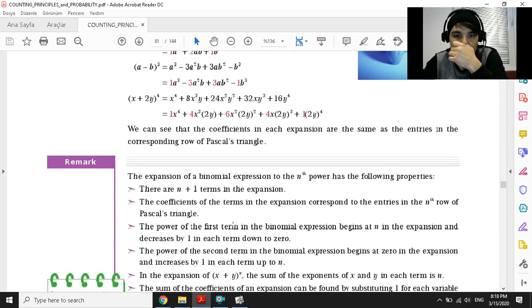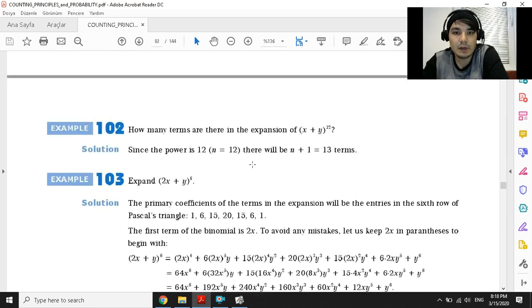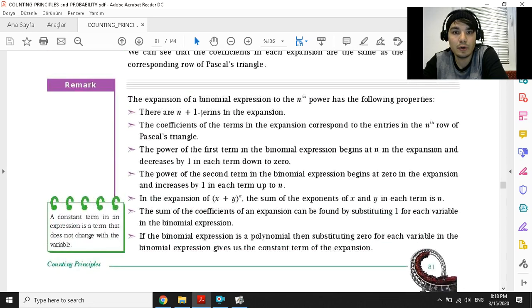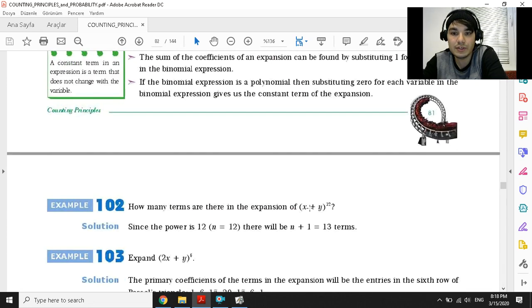And here is one important point, which is the expansion of a binomial expression to the nth power has the following properties. There are n plus 1 terms in the expansion. So it means that if we are going to find how many terms there are in the expansion of x plus y to the power of 12, the power is 12, and to find the number of terms, we will add 12 and 1, which is 13 terms.